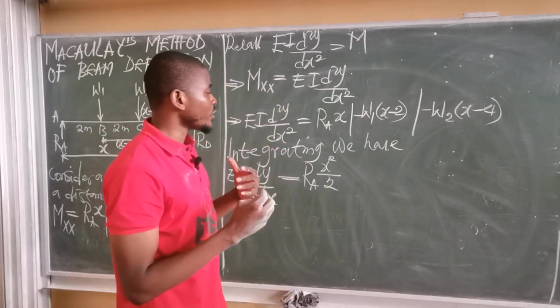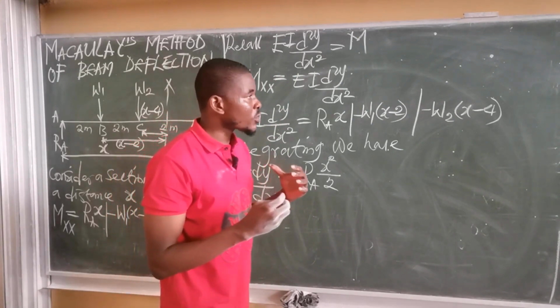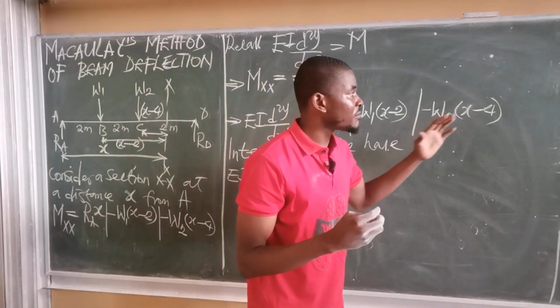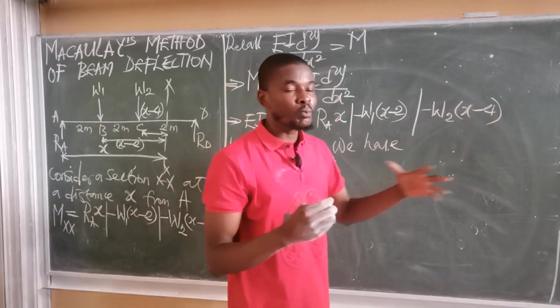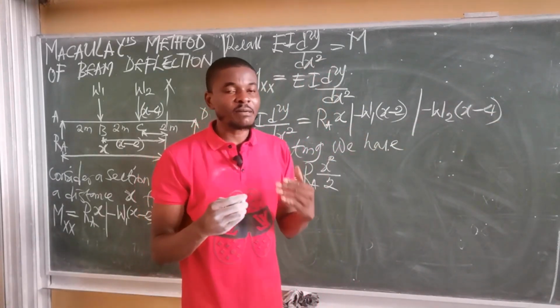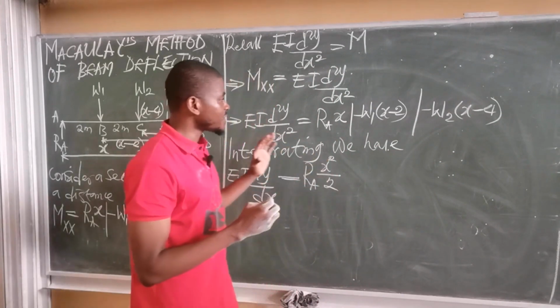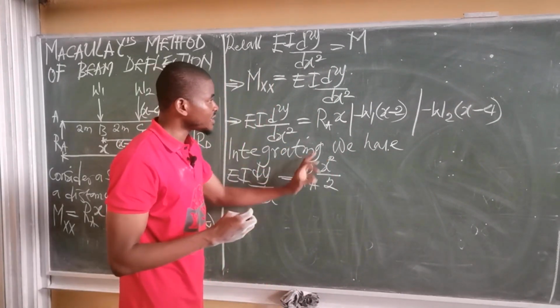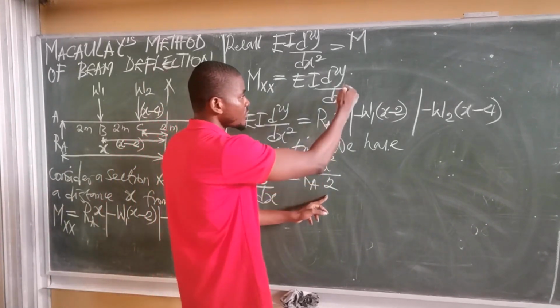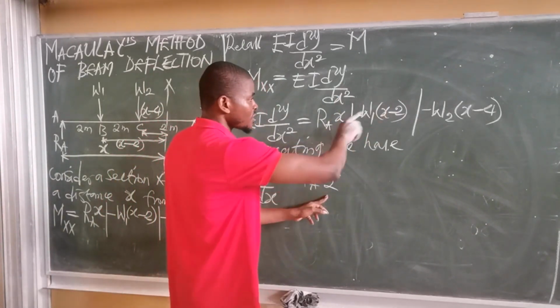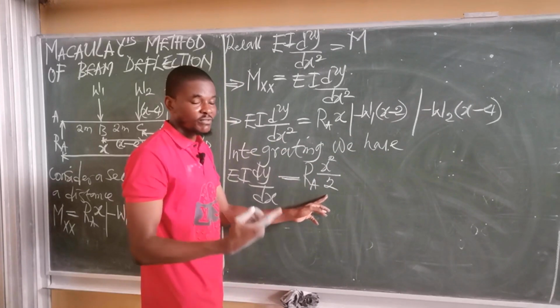Now, if you're introducing the constant, you don't put the constant after the Macaulay's bracket. You put all the constants before the Macaulay's bracket. So if I integrate this now, I'll simply have Ra, integrating x simply gives me x squared all over 2. Now I have a Macaulay bracket left. So before this Macaulay bracket, I will now put in my constant of integration.